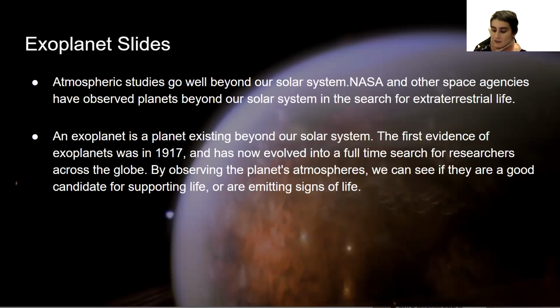It has now evolved into a full-time search for researchers across the globe. By observing a planet's atmosphere, we can see if it's a good candidate for supporting life or emitting signs of life. Scientists can do this in many ways. They can use a few mixed methods of transmission photometry to measure the direct emission or spectra of a planet's surface. By measuring the way the planet reflects light from the surrounding star, scientists can take a good guess at what elements make up its atmosphere.